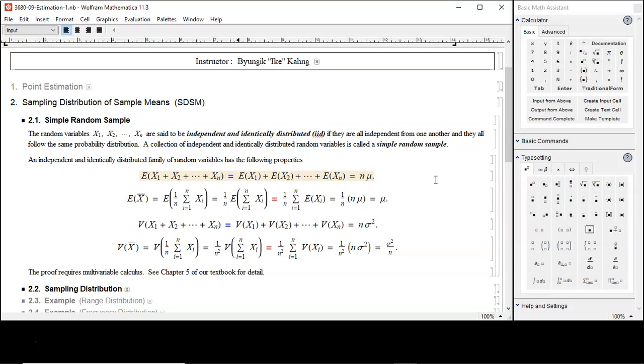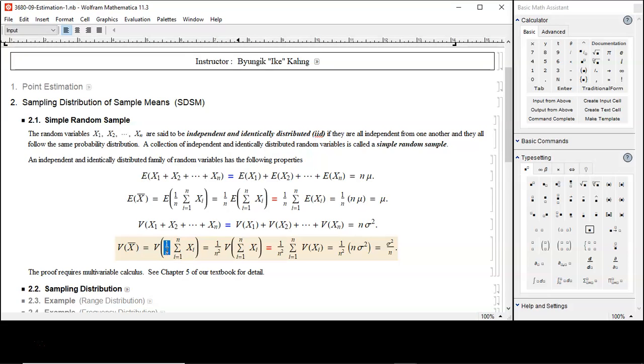Expected value of sum is the same as the sum of the expected values, and they're all the same, so we have n times mu. Now from here, divide by n, then what do you get? Expected value of the sample mean is mu. Next, variance of sum is the same as the sum of the variances, and they're all the same, so we have n times sigma squared. And then now, divide by n. Divide by n inside, so sum divided by n, so we have the sample mean.